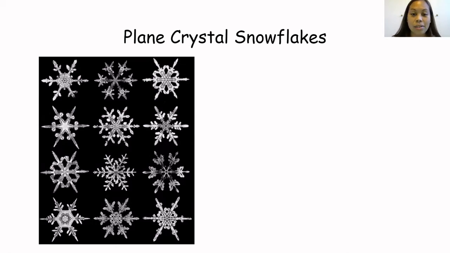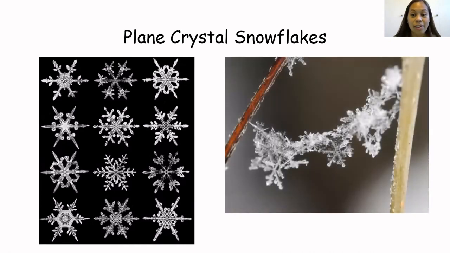Plain crystal, plain crystal. Plain means kind of like a piece of paper. It's flat and the snowflake can go right on top of it. Not like those rolly ones, the ones that are column shaped. And then I thought it'd be neat to show you how they look in real life.